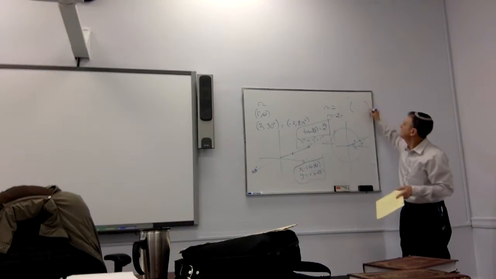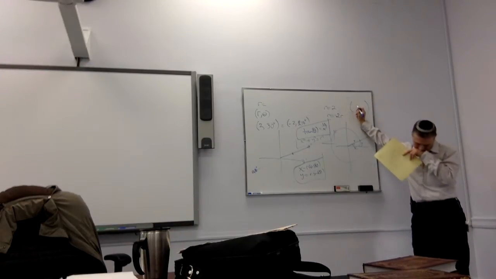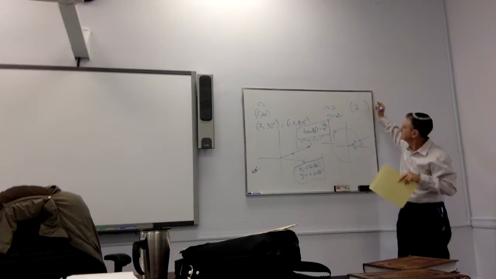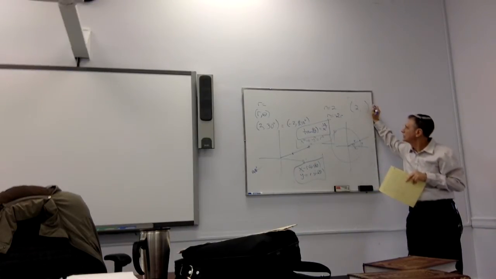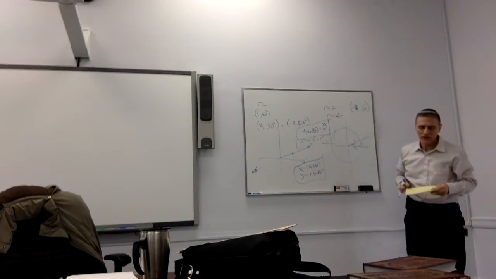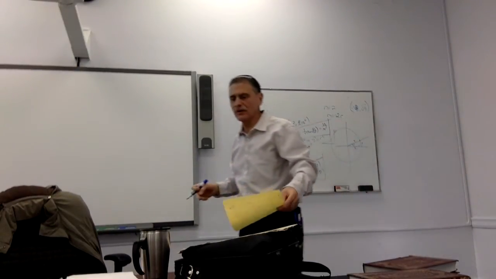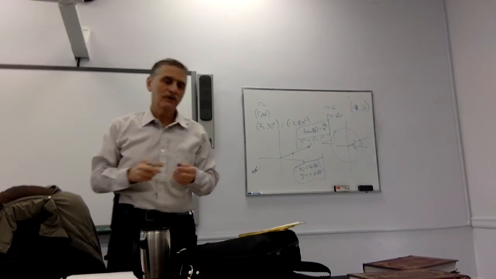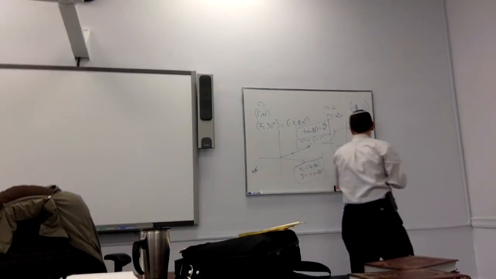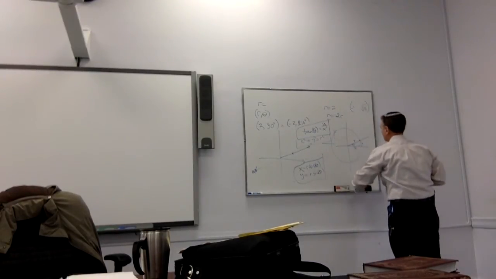Suppose you have a point (-1, square root of 3). That's in your rectangular form. You need to find theta, and you need to find r.